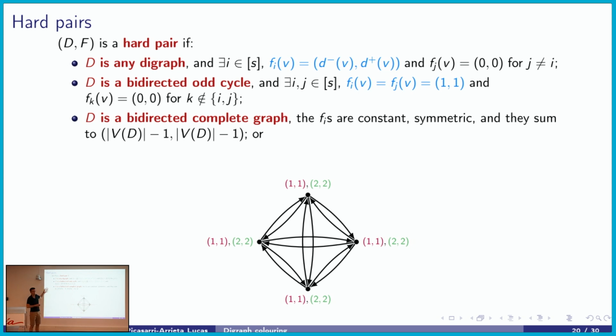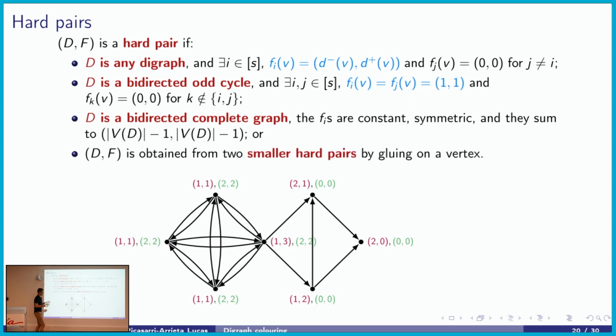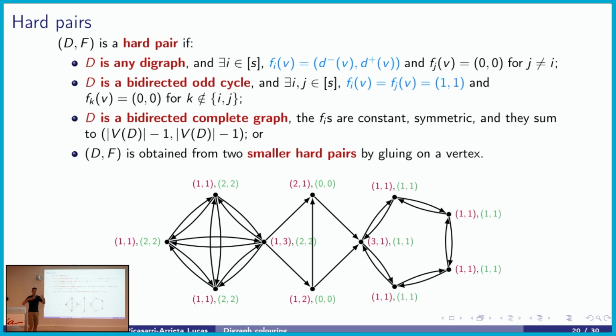And these are the three basic blocks of our obstructions. Then we can construct larger hard pairs by saying that if we have two hard pairs and we glue them on a vertex, and on this vertex we sum the functions pairwise by coordinate, then what we obtain is again a hard pair. We can continue like this to obtain larger and larger hard pairs. And again, we can easily check that the pairs we are constructing are not colorable.